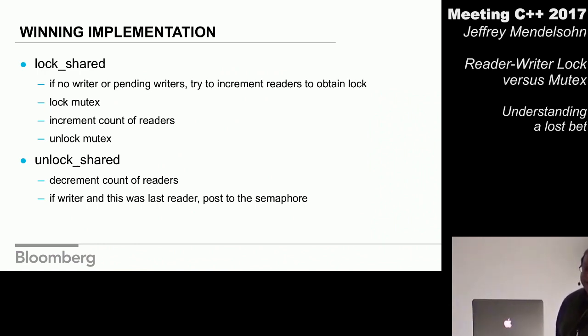Well, if that's not the case, we'll instead lock the mutex. So basically everyone without this optimization is going to lock the mutex first, increment the count of readers, and then unlock the mutex, allowing other readers to come in immediately if they can get access to the lock. On the unlock side, we'll decrement the count of readers, and if this is the last reader and there is a writer, we'll tell the writer you can go ahead. We'll close the door behind us as we leave.